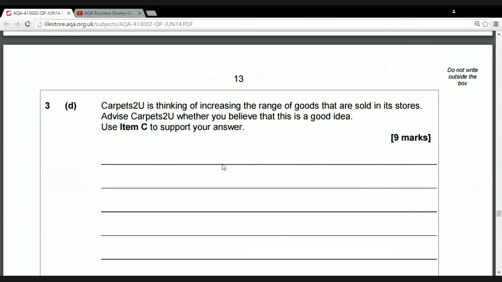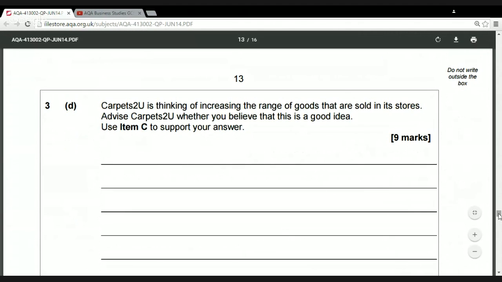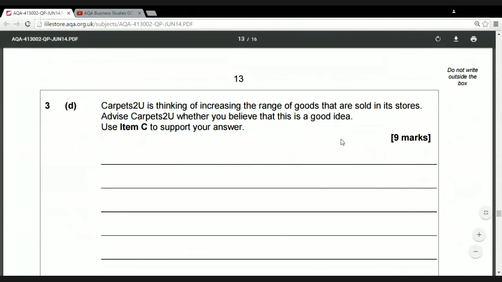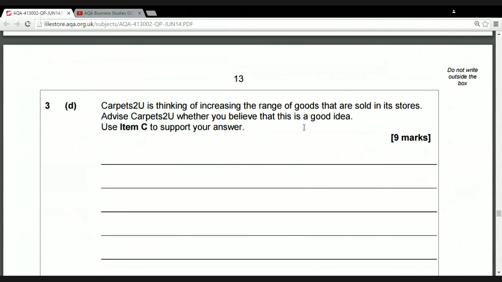Now, this type of 9 mark question usually throws students off because they don't know how to actually approach it. They just haven't laid out the options for you there. All you have to do is go back to the case study. There are two responses already: increase the range of goods, so the furniture they're selling and so forth, or not increasing it. You just have to pick the right one.